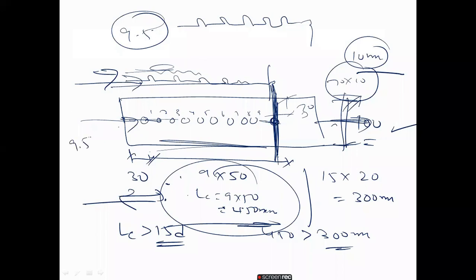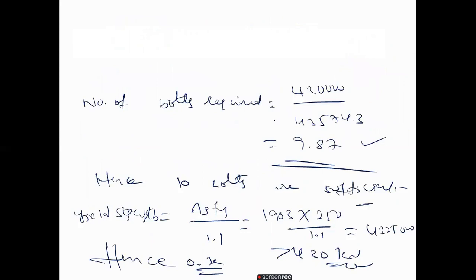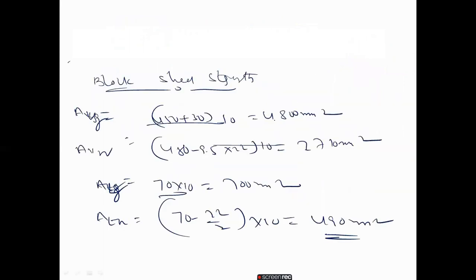9.5 times the hole diameter. Why? Because up to the holes you have to remove the full hole diameter, but at the edge, at the last bolt, only half of the hole is removed. That's why we remove 9.5 into 22. In the same way, net Atn in the tension: 70 minus the hole diameter by 2, that is 70 minus 22 by 2. So we wrote it clearly here.